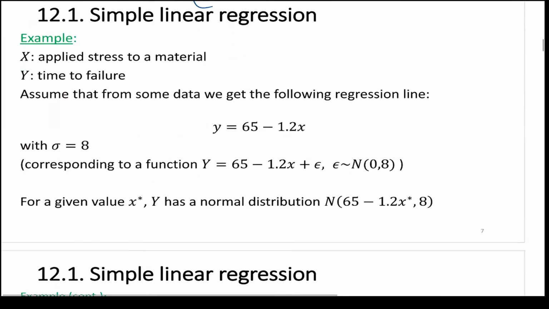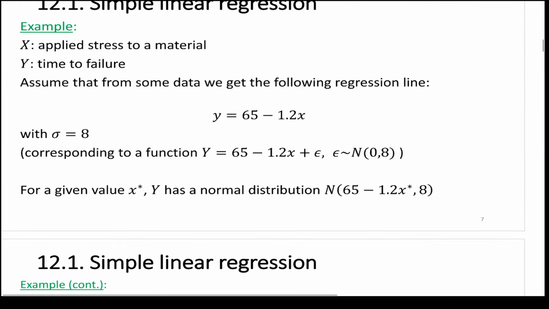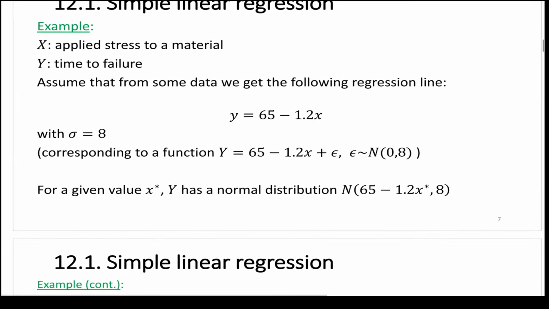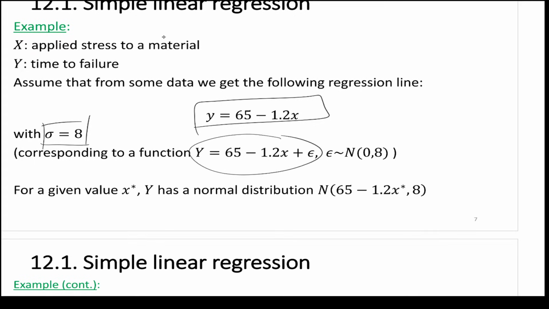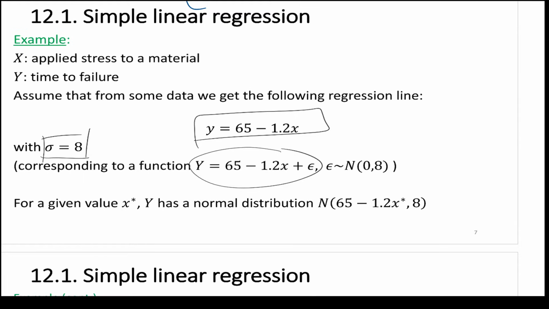Okay. So we got an example here. It says, suppose we have x, which is the applied stress to a material. We can change that. Then the time to failure is something we don't have control over. It's just going to happen. And assume that from some data we get the following regression line. With the standard deviation was 8, the corresponding function would be this thing right here. Then the y value has a normal distribution. I don't care exactly about these values here, but the important part is that y, the response variable, has a normal distribution deviating from the line with a standard deviation of 8.